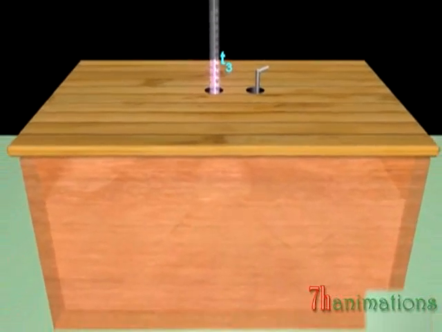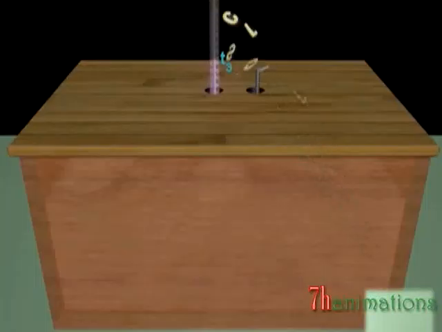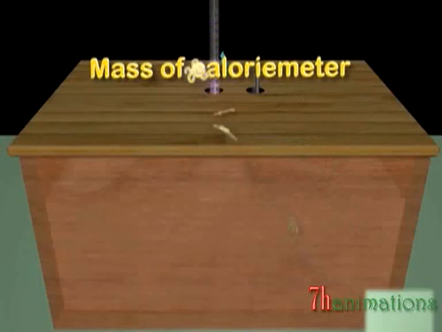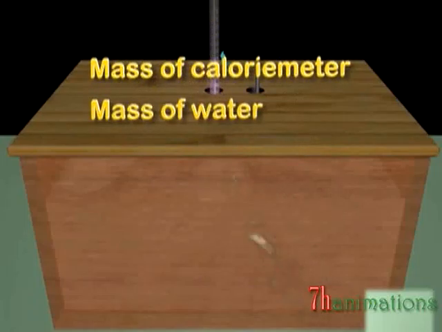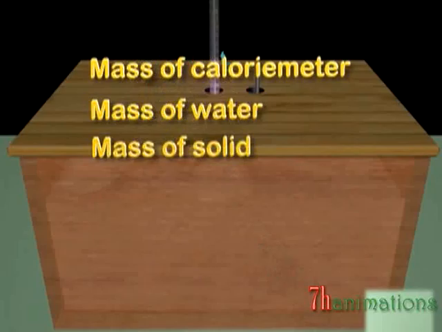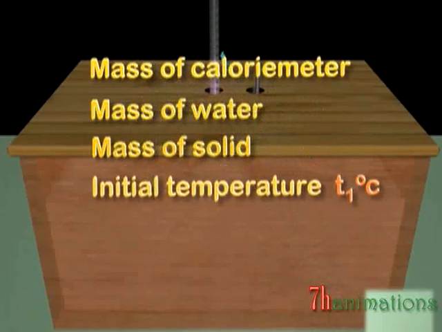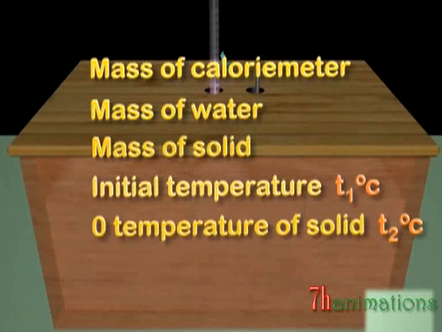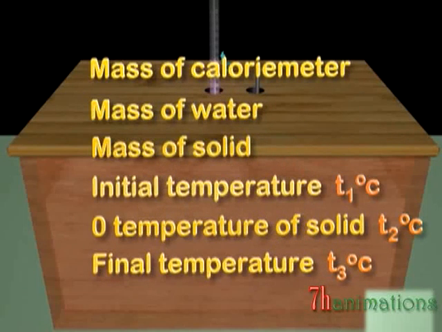In the experiment, we are measuring the mass or weight of the calorimeter, weight of the water, weight of the solid that is added to the calorimeter, and the initial temperature or room temperature T1 degrees Celsius, the temperature of the solid T2 degrees Celsius, and the final temperature of the mixture T3 degrees Celsius. By measuring these values, we are going to find the specific heat of the solid.